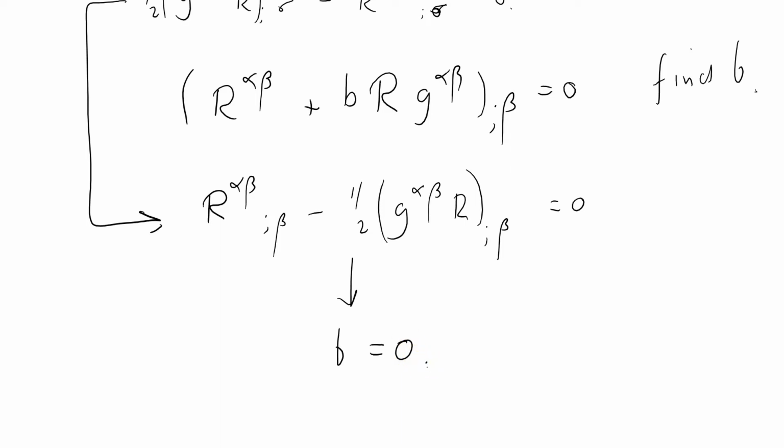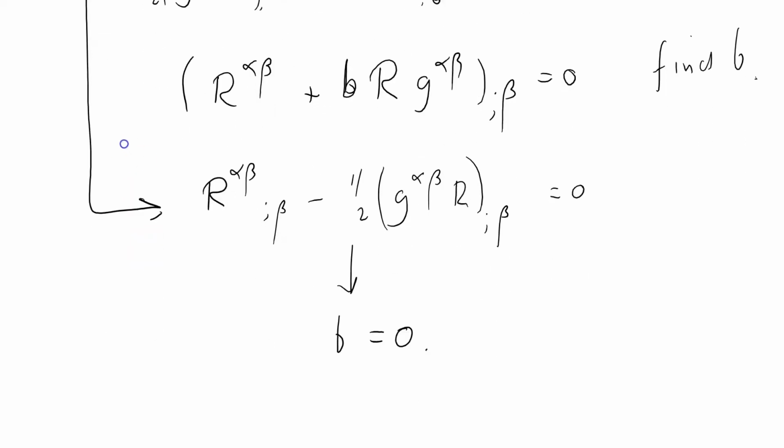It must be equal to 0 because the Bianchi identities tell me it must be equal to 0. The only B that will do is B equals minus a half from the Bianchi identities. Very powerful things, the Bianchi identities.